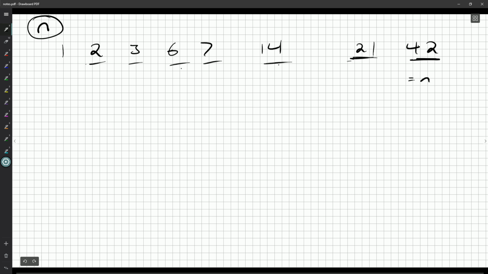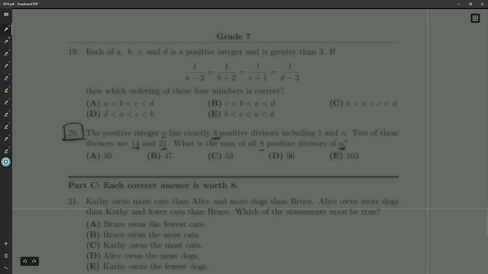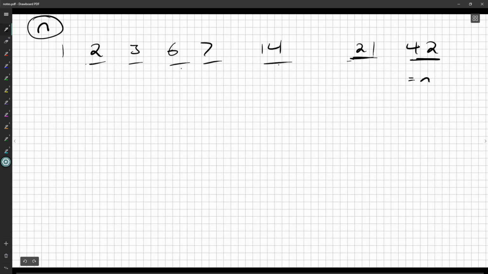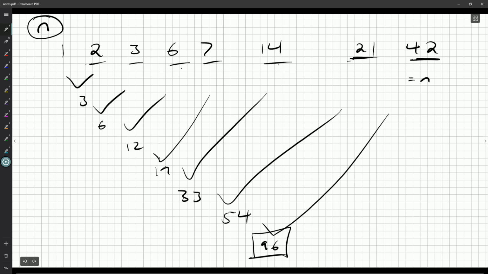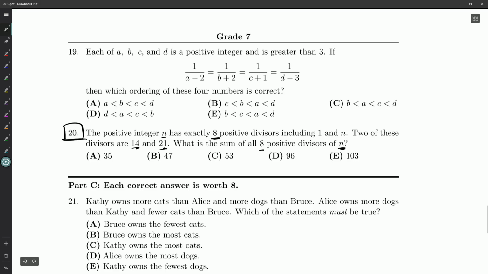They didn't actually ask us what n is. What did they ask us for? They wanted the sum of all 8 positive divisors. So 1 and 2 is 3, and then another 3 is 6, and then another 6 is 12, 7 is 19, or you can just grab your calculator. 14 and 19 is going to be 33, 21 and 33 is 54, and then add in the 42, you'll get 96. So 96 should be our answer, assuming everything worked out, and there it is, D.